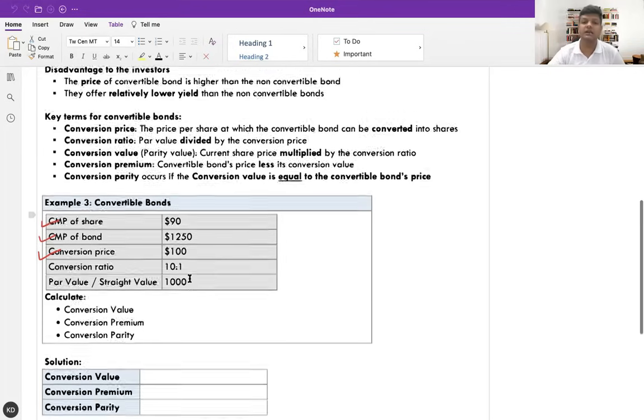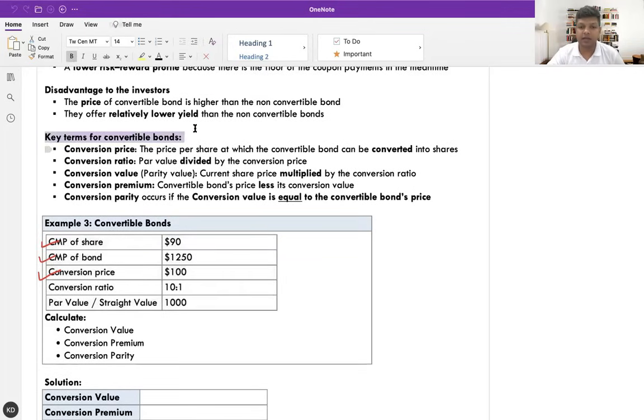Now, what is conversion price? Can you please read this, Deepthi? Very important. Conversion price. Yes. The price per share at which the convertible bonds can be converted into shares. Yes. So, very important. When can you convert the bond into shares? When the share price reaches $100. Right now, where is it? 90. So, whenever the share price reaches 100 or goes beyond, you are free to convert.